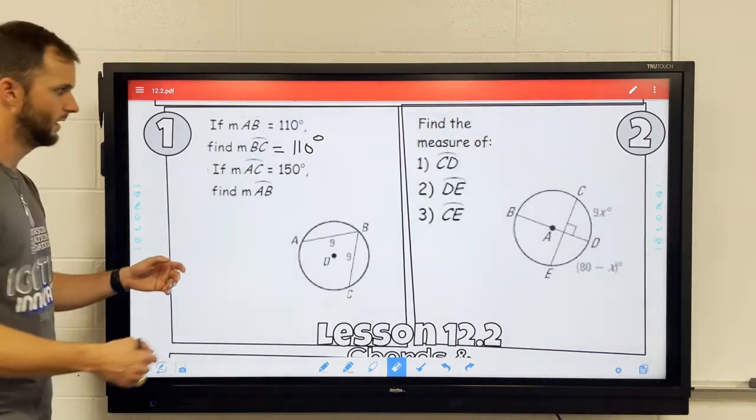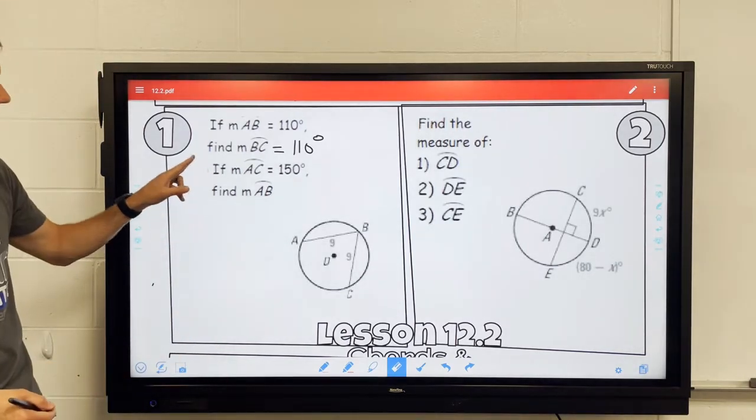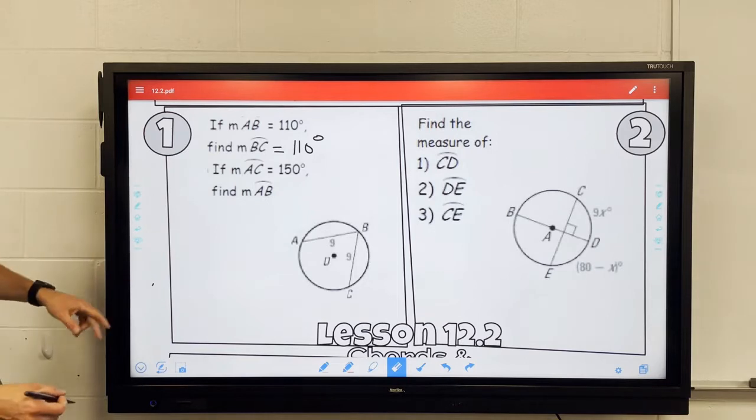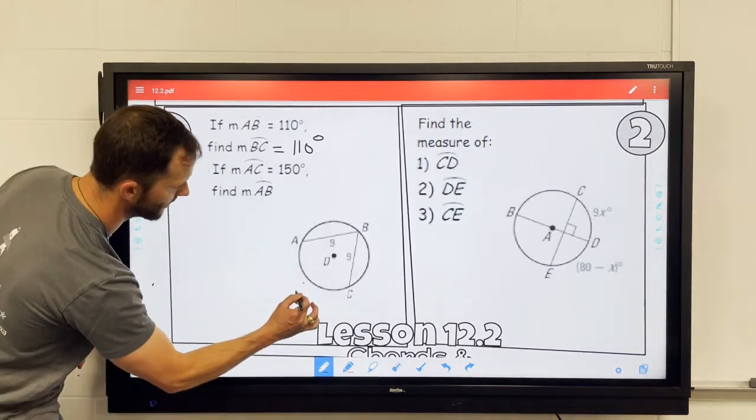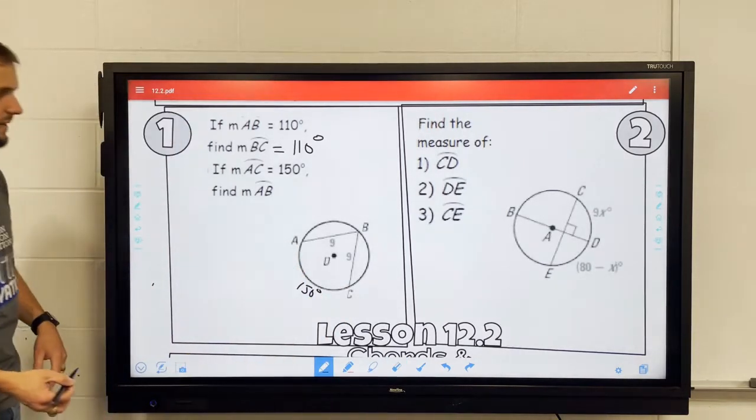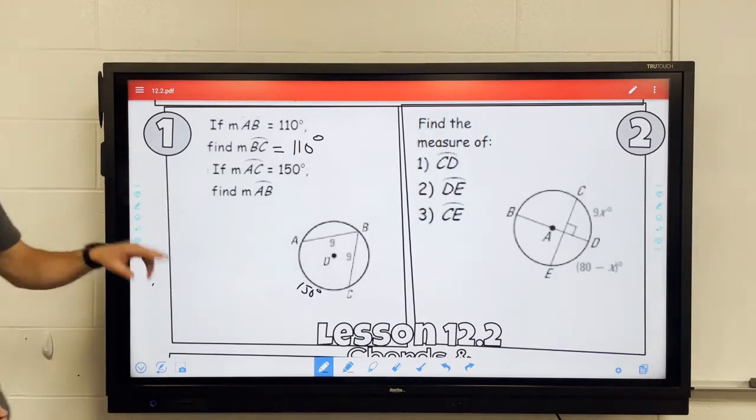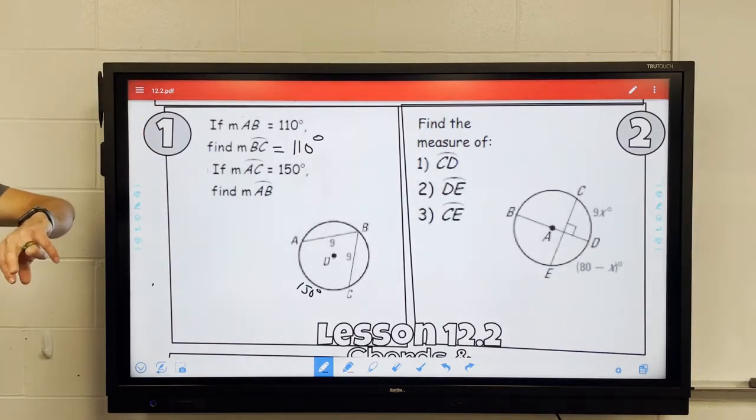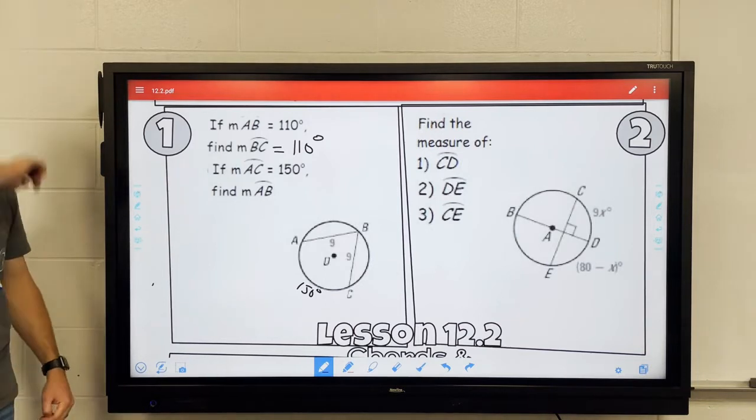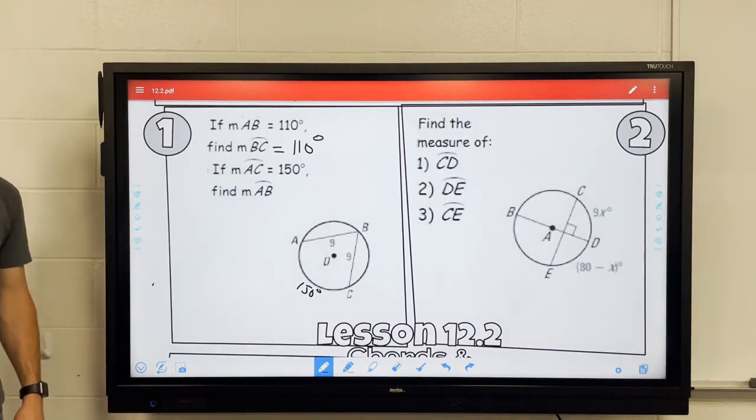Okay, gotcha. So on the next one, it says, if the measure of arc AC, so that means from A to C, is 150. Does everybody understand that? We need to find the measure of A to B. What do I know about a full circle? It's 360 degrees, correct?